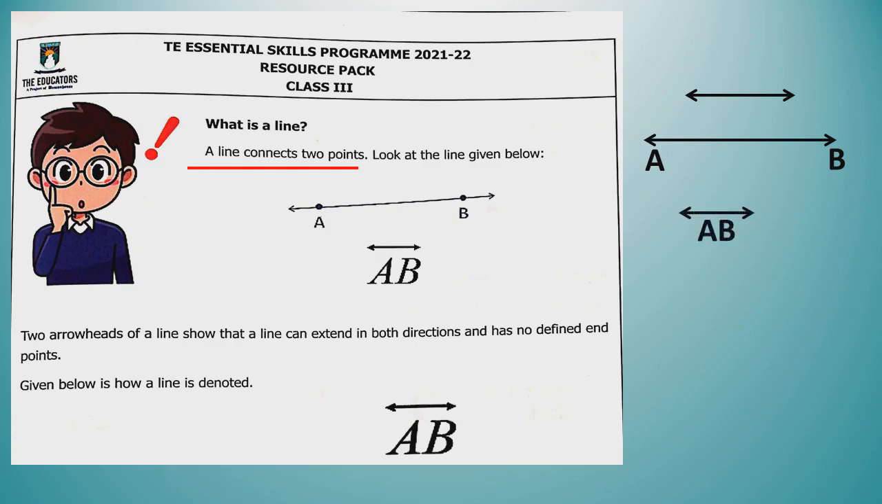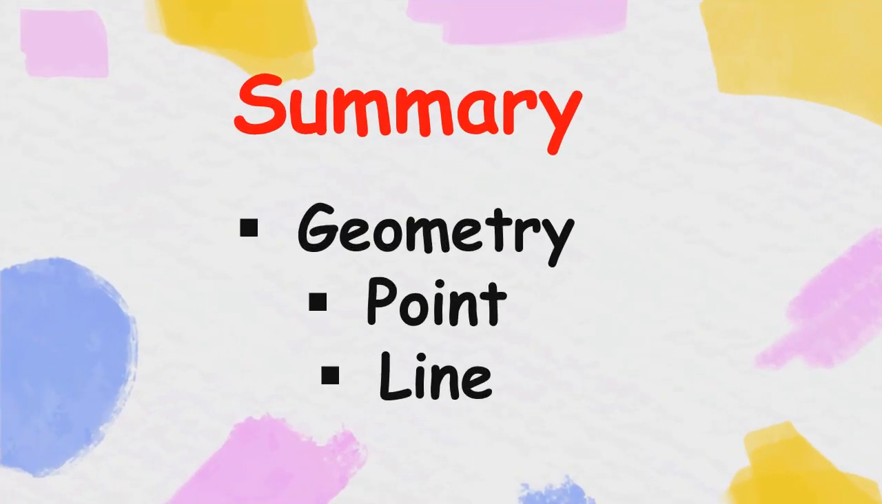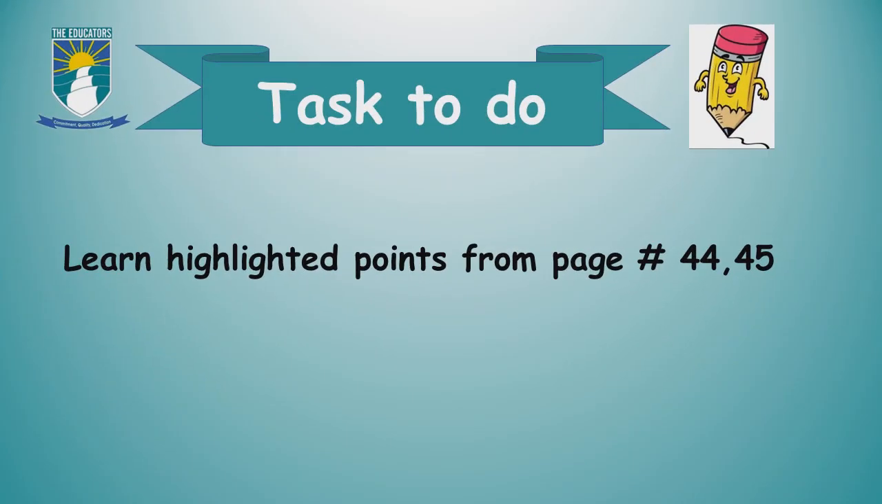Given below is how a line is denoted. The symbol above is read as line AB. I hope you must have understood today's lesson. So let's summarize today's lesson. In today's lesson, we have discussed about geometry and we have discussed about point and we have discussed about line. I hope you must have understood today's lesson. Next, move on task to do. Learn highlighted points from page number 44 and 45.